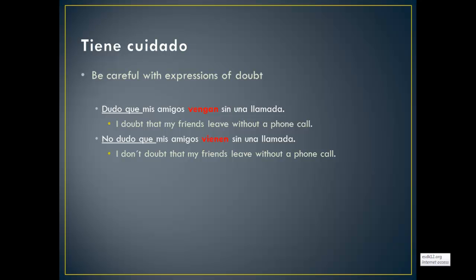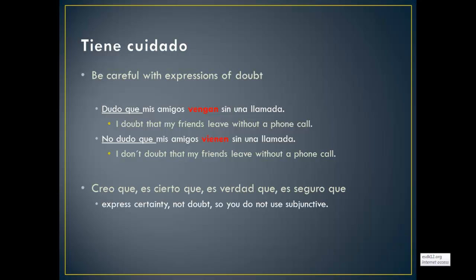Now, if I flip that around and I say, I don't doubt it, that means I'm certain. Okay? So there is no doubt, and therefore there is no subjunctive. So you would say, no dudo que mis amigos vienen sin una llamada. So even though there's a change in subject, there's no doubt. I am certain that they are going to call before they come over. So no subjunctive.